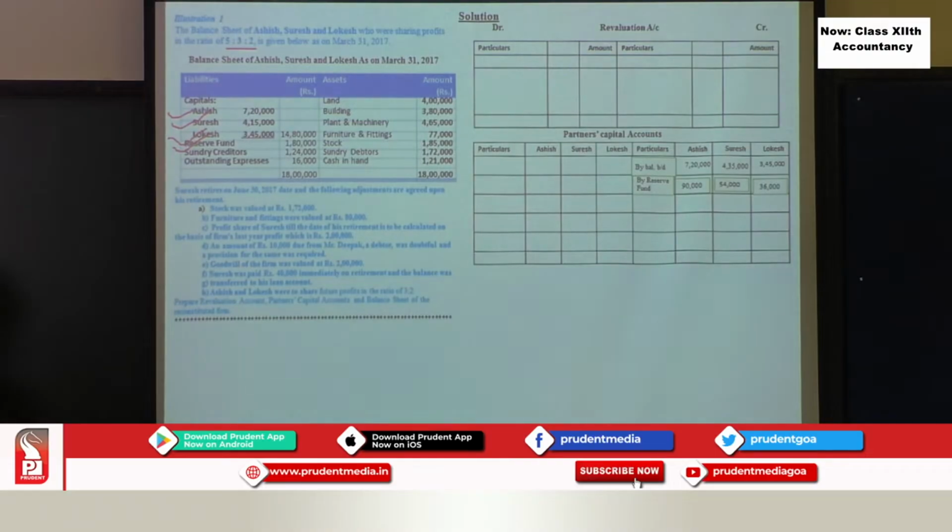Then next, I think these are the balance sheet values we have already recorded. So let us go for other information. Now in the other information, what is given? Suresh retires and the following are the adjustments agreed upon.